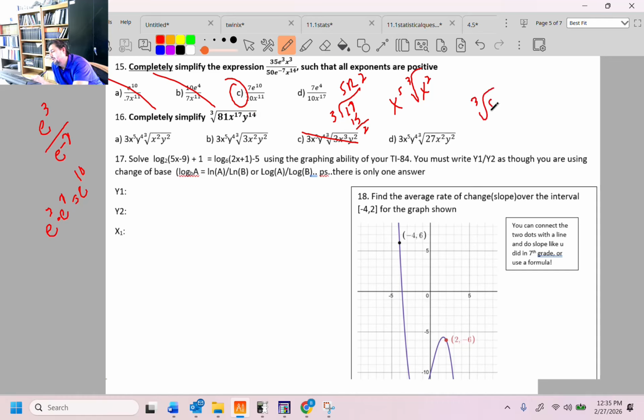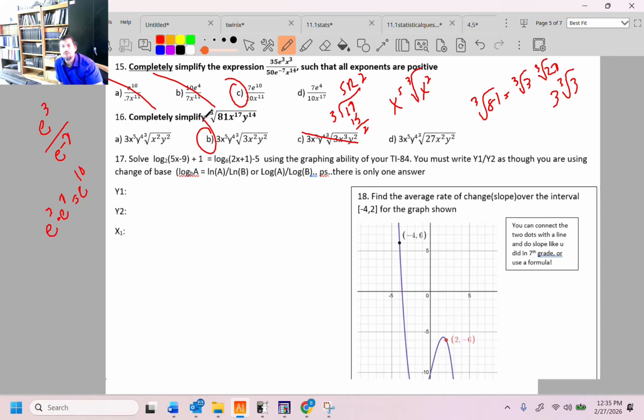Cubic root of 81 is the cubic root of 3 times the cubic root of 27. The cubic root of 27 is 3, so I have 3 cubic root 3. I need a 3 on the outside and a 3 on the inside, and the only one that gave me that was choice B. 17.